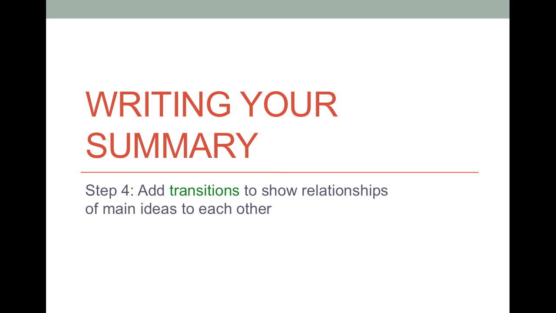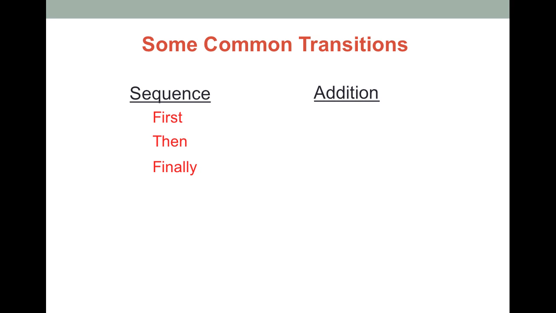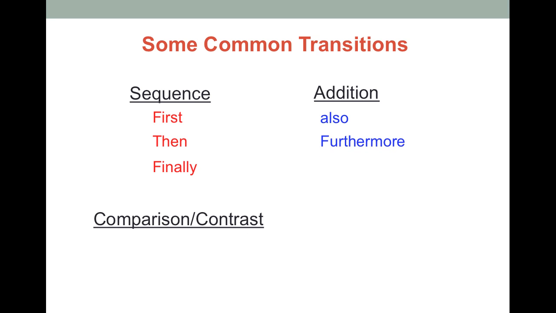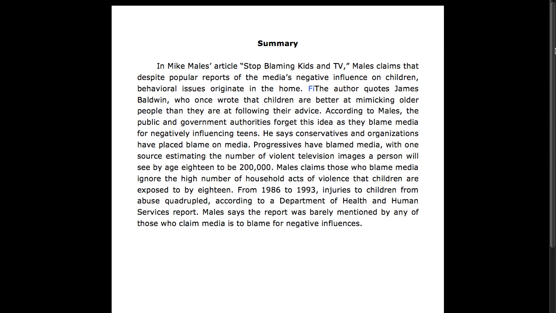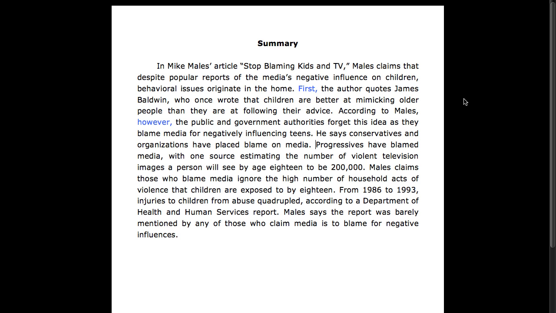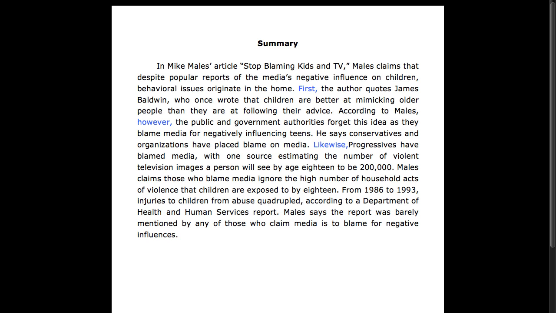The next step is to add some transitions to show the relationships of the main ideas to each other. You'll probably be using a lot of transitions that show the sequence of things. For example, first Smith says, then she claims, and finally she points out. You can also include transitions that show how the author states additional main ideas, compares or contrasts main ideas, or how she provides important details. These are just some examples. You can find many, many more transitions if you look online or in a writing textbook.